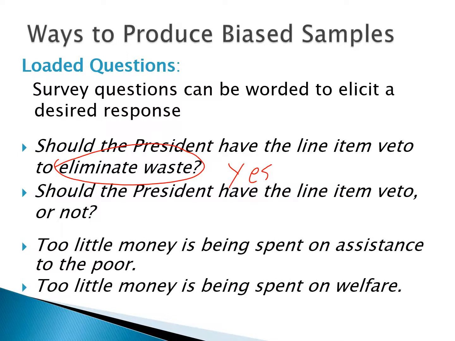This next example: too little money is being spent on assistance to the poor versus too little money is being spent on welfare. Welfare is assistance to the poor, but it's a very loaded word. And as soon as you include this word, support is going to drop for that question. So this is going to be a much lower supported question than the top question.